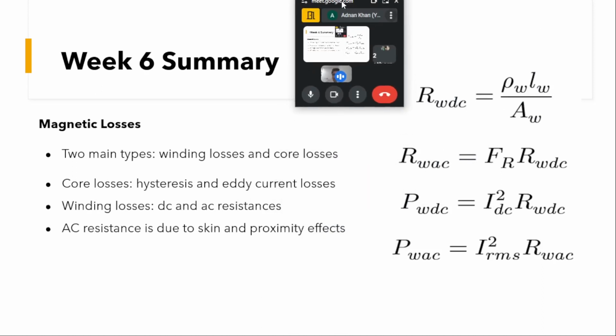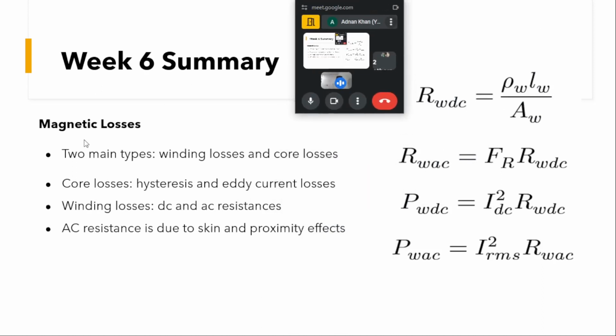After these core losses, the other losses are the winding losses. In the winding losses, there are mainly DC and AC losses. We might have some DC current as well as AC current flowing through the wire, and these wires will have some resistance to these currents, the AC and DC resistances. We know that the DC resistance is given by rho L by A, where L is the length of the wire and A is the area of the wire.